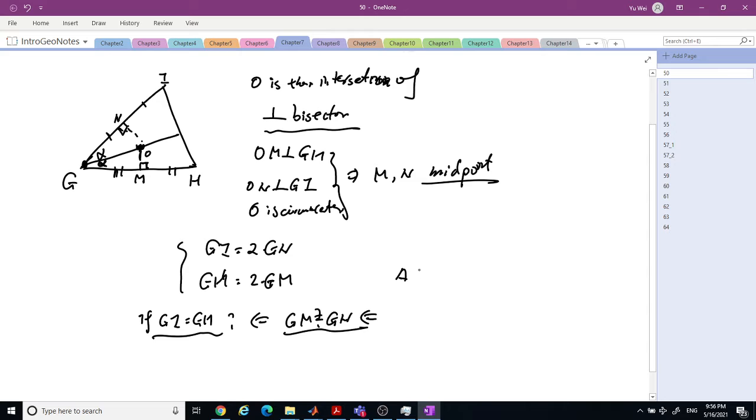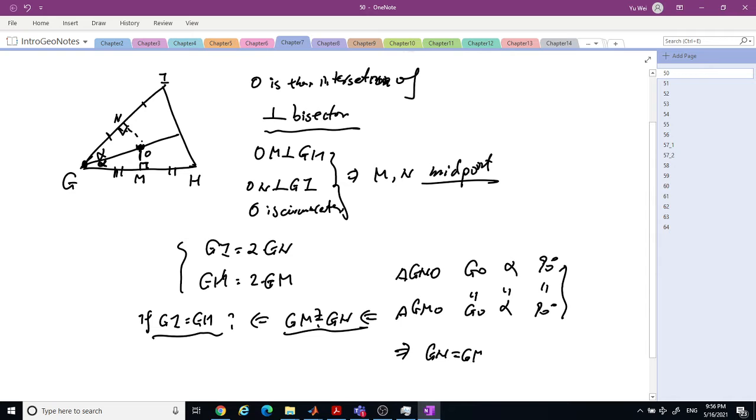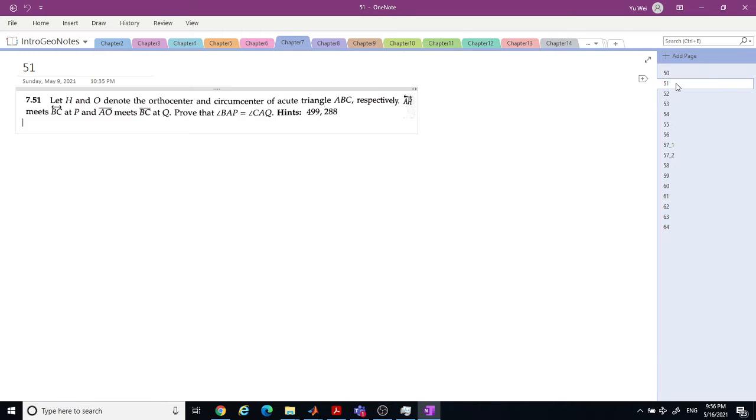So the triangle GNO and the triangle GMO: GO equals GO, alpha equals alpha, and 90 degrees equals 90 degrees. So these two triangles are congruent. If they are congruent, now you can see GN equals GM. That's it. Next.